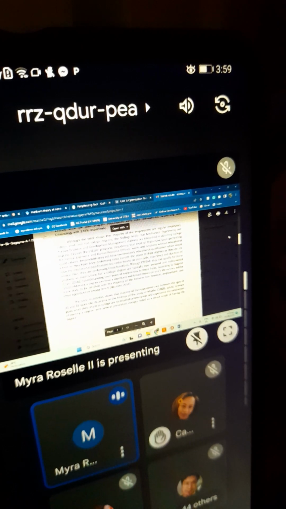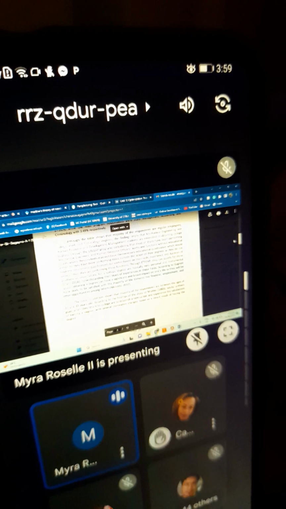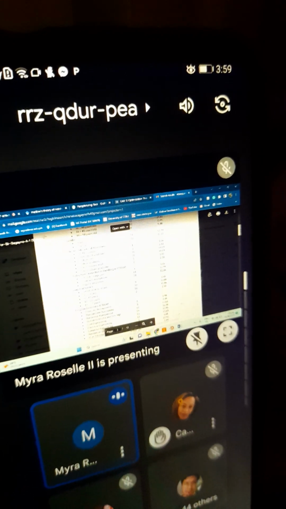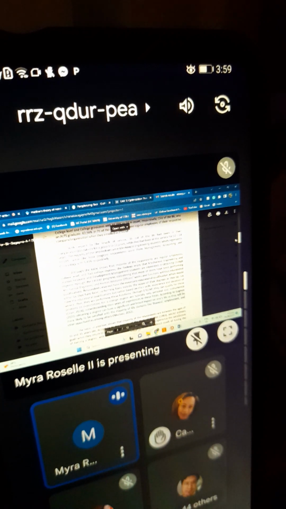And after the interpretation, you are going to connect that to your theoretical background and your review of related literature. If you say here that age has something to do with educational attainment, you should look for support in your theoretical background and in your review of related literature. Okay?